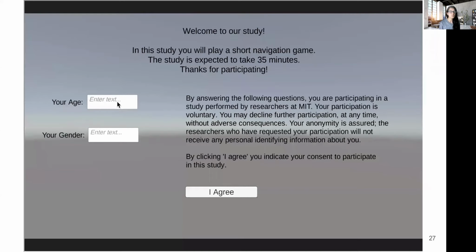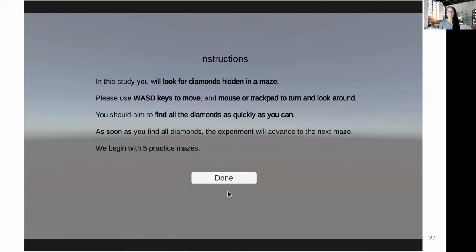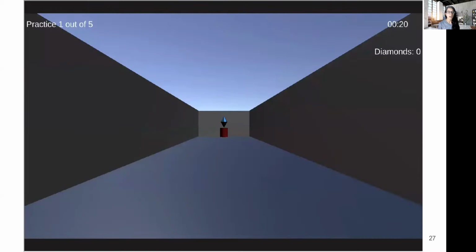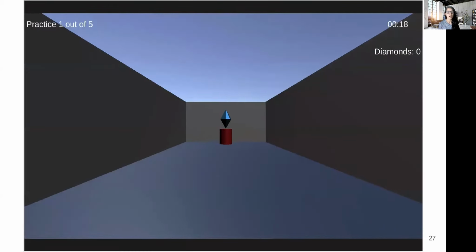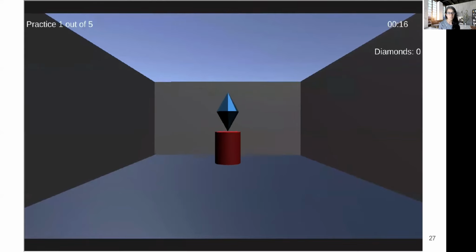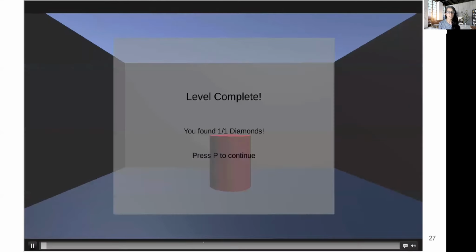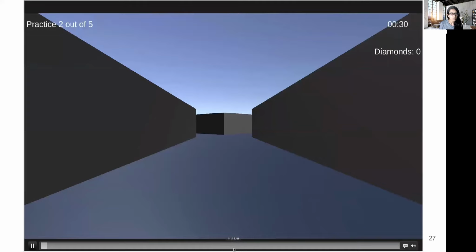Next, we wanted to see whether we also see signatures of submap construction in humans. And for that, we designed this behavioral study where we put participants in a 3D virtual navigation environment. The task is for the subjects to navigate this environment and find the maximum number of diamonds possible in the minimum amount of time given to them. So here I'll show you an example of a single trial.